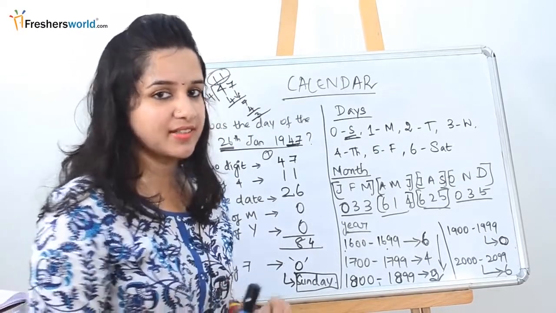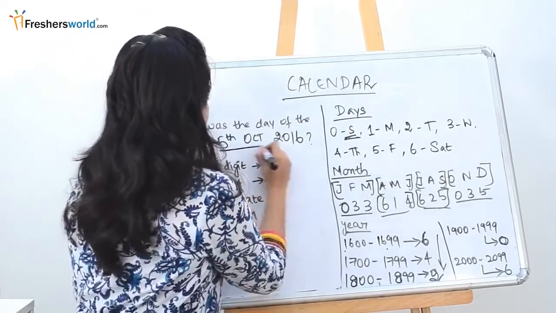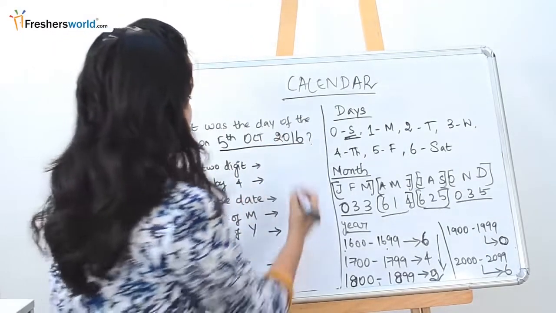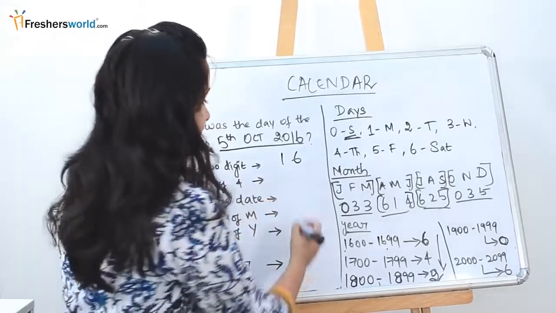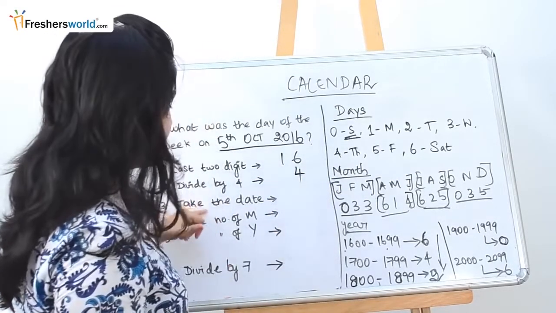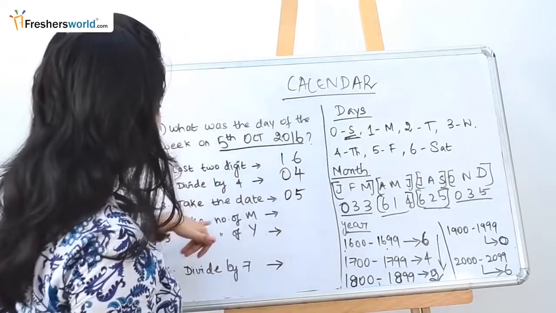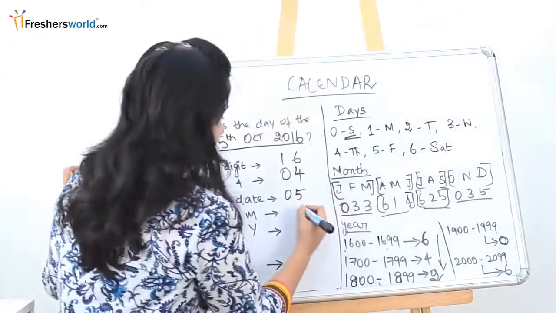Let's solve another example. The next question is, what was the day of the week for 5th October 2016? What is the first thing you have to do? Take the last digit, which is nothing but 16. You divide it by 4, and the quotient will be 4. Next, take the date. Date is nothing but 5th. Next, take the number of the month. So October. What is October? October is again 0 here.